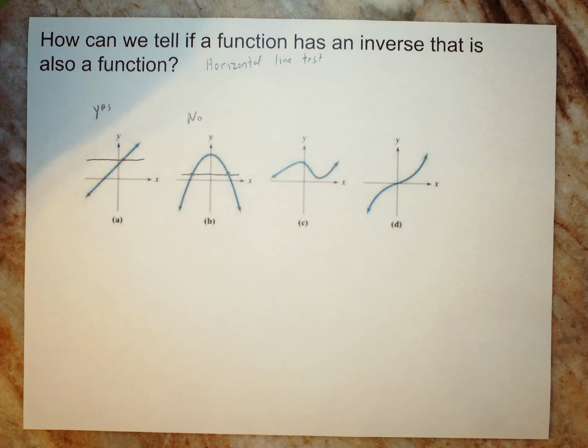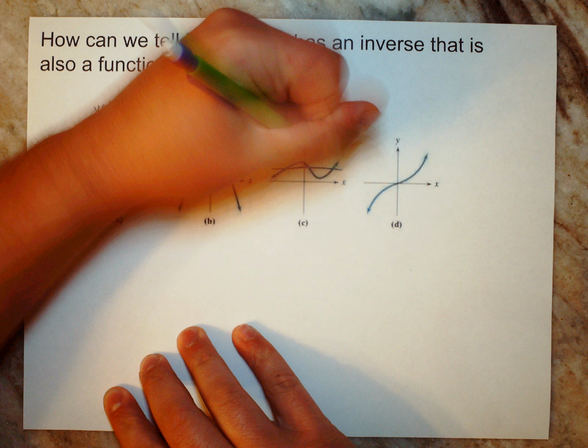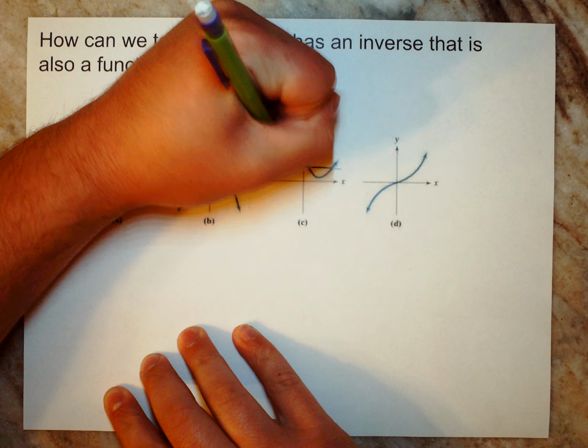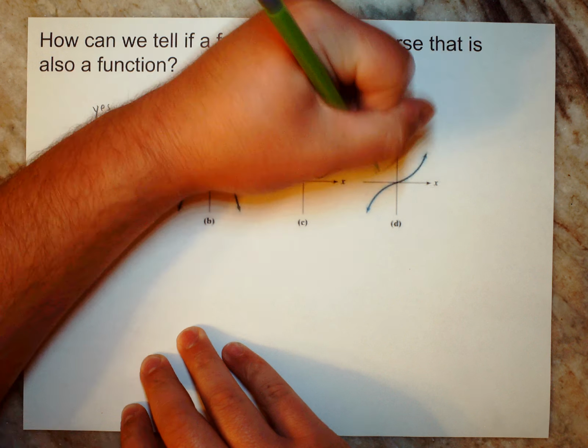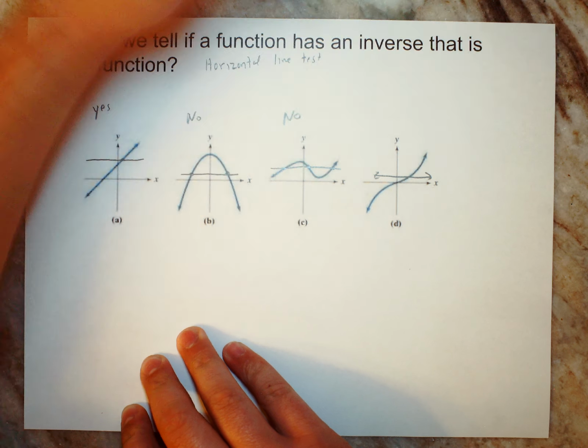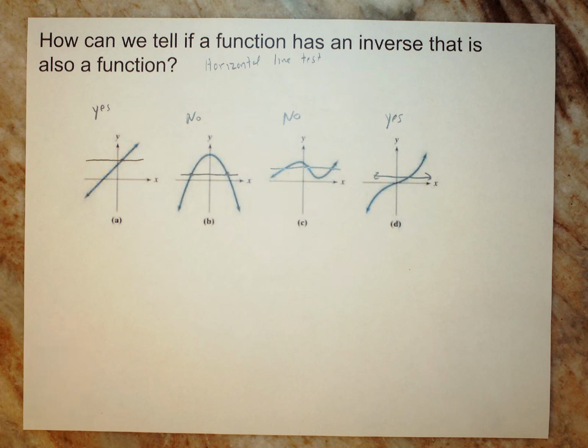The inverse is not a function. For C, we can hit at 3 spots. So that's going to be no. And for D, 1 spot. That's going to be yes. So how can we tell if a function has an inverse that is also a function? We use the horizontal line test.